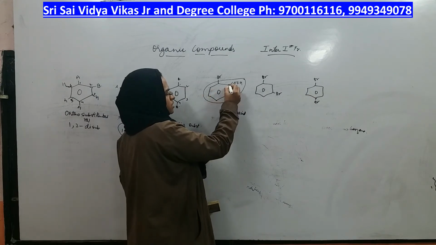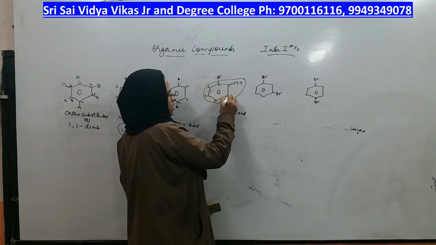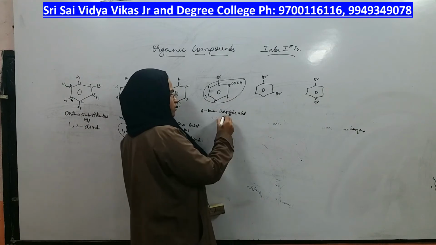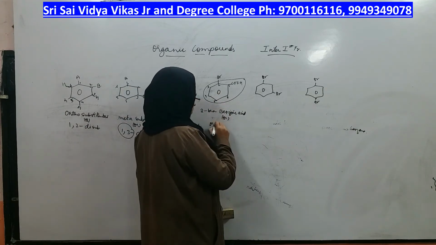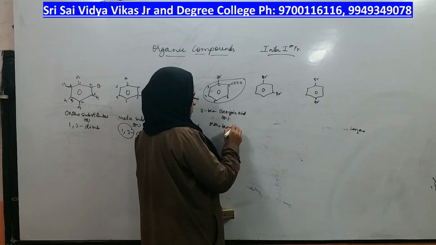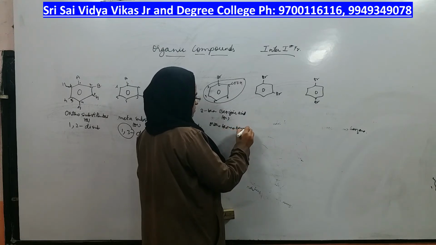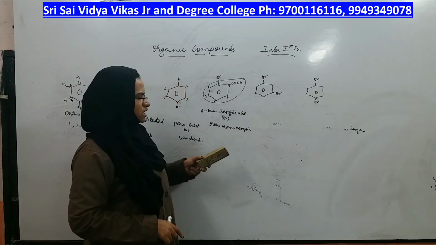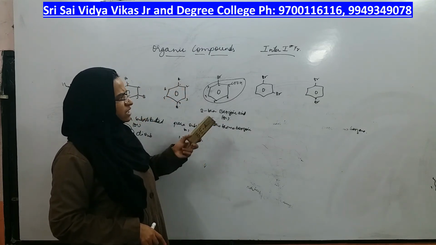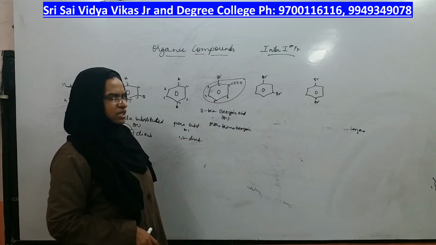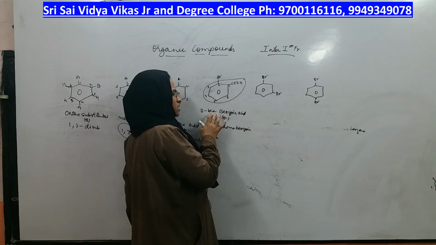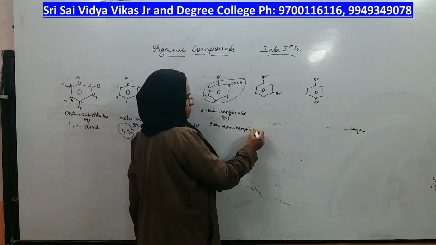So if bromine is coming on the benzoic acid, what should be the name? Where is bromine coming? 1, 2, 3, 4, 5, 6. 2-bromobenzoic acid should be the name, or orthobromobenzoic acid. Don't write orthobromo carboxylic acid benzene. No. Whenever carboxylic acid is present on the benzene ring, its name should be benzoic acid. On that benzoic acid, whoever comes, its name should be written before.